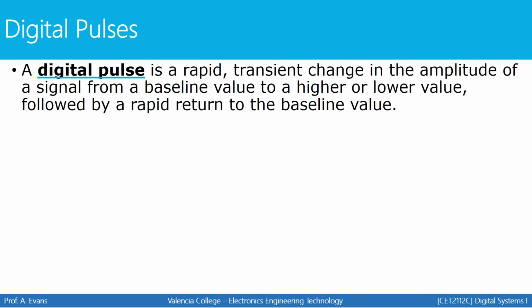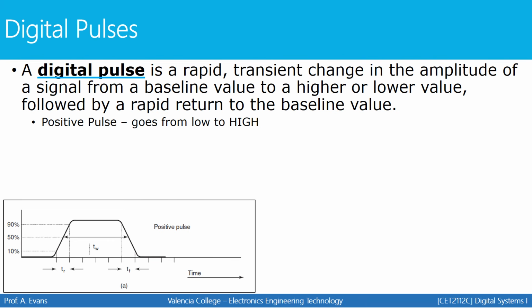Next, we're going to talk about flip-flops that have something called a clock. And a clock is based off of the idea of a digital pulse. It's a rapid transient change in the amplitude of a signal from a baseline value, which is normally 0 volts, to a higher value, which is normally 5 volts, followed by a rapid return back to your baseline value.